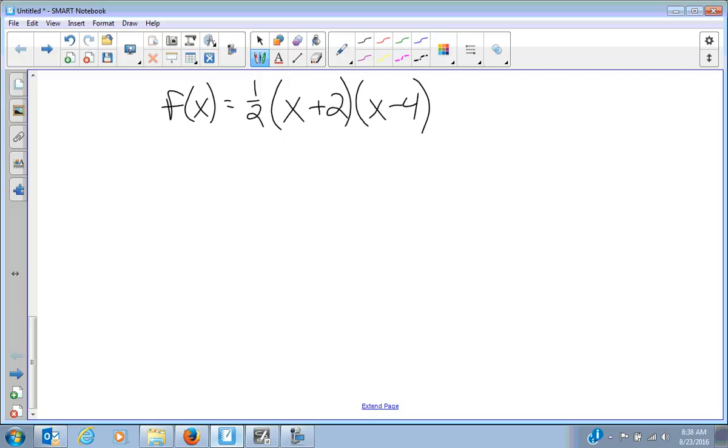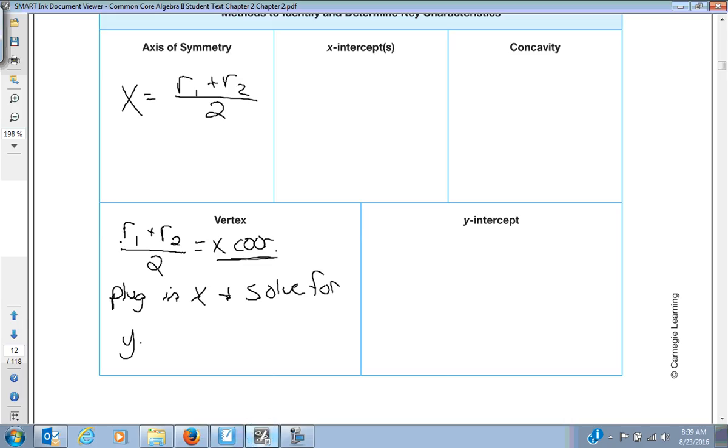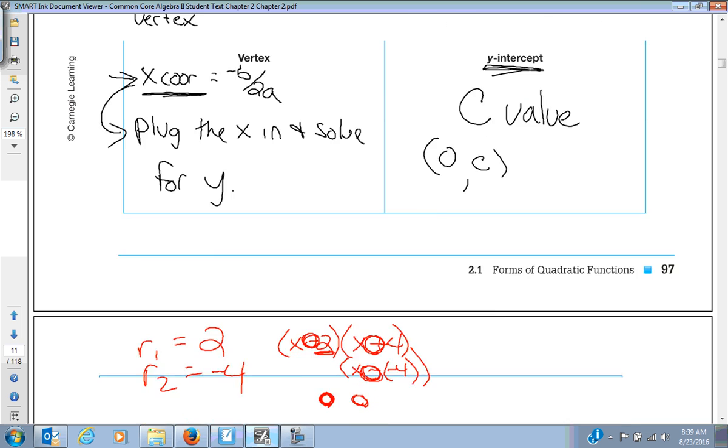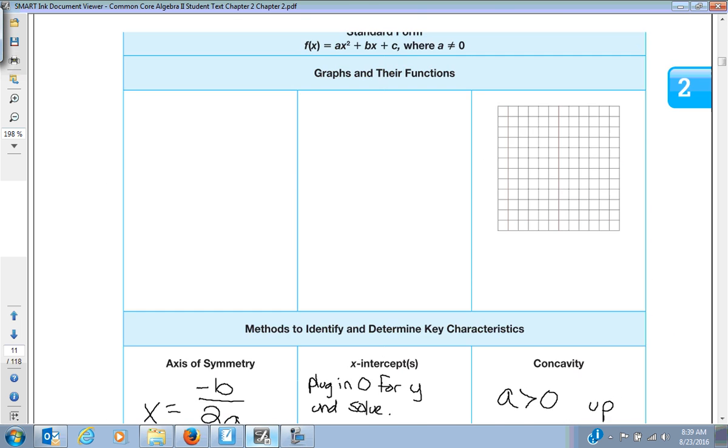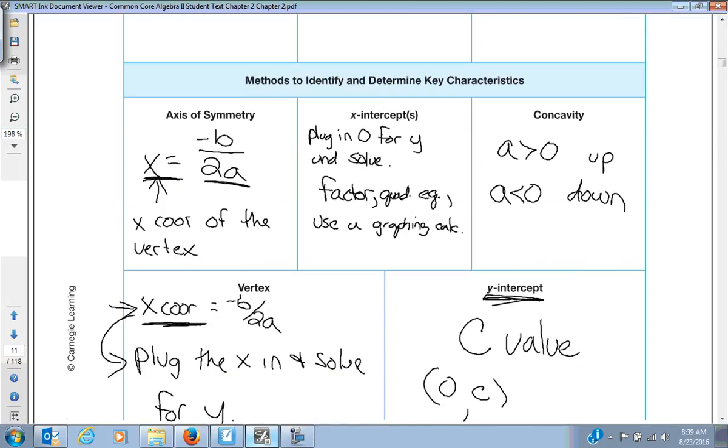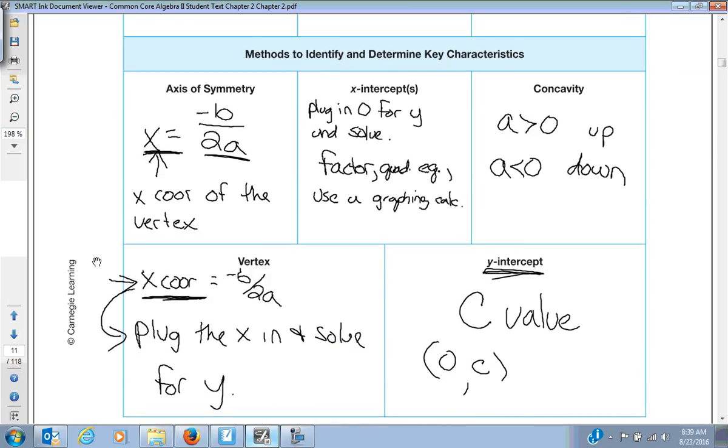A little different from the one we just did. But actually, we called this factored form, right? Does everybody understand we called this factored form? Last time, when I was up here, why was it so hard to find my x-intercept in standard form? What did I have to do before I could find my x-intercepts? What did it say you had to do? Factor it.